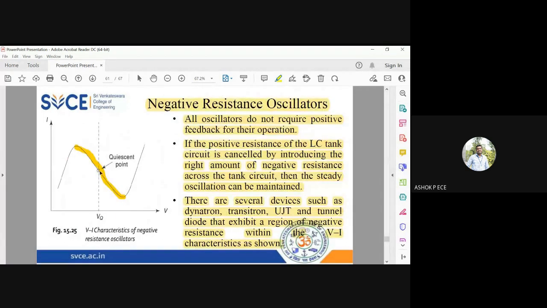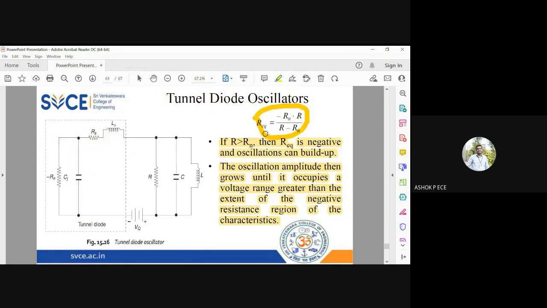We have seen in the graph, this is the negative resistance region, so the Q point has to be present exactly at this midpoint. If you choose it this way, then it will work as a perfect oscillator. If you choose the Q point somewhere here or here in the positive resistance region, then it will work as an amplifier and it will not work as an oscillator.